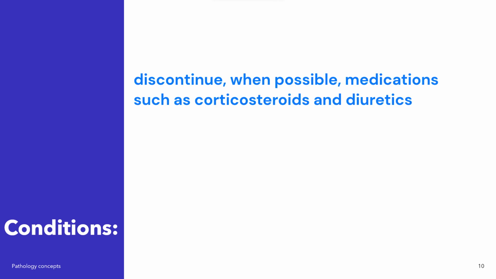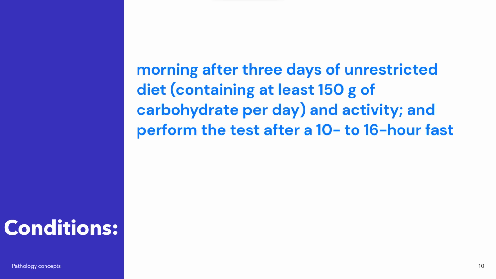Now let's discuss the conditions in which the sample is to be collected. Discontinue when possible medications such as corticosteroids and diuretics which are known to affect glucose tolerance. Perform the test in the morning after 3 days of unrestricted diet containing at least 150 gram of carbohydrate per day and activity. And perform the test after 10 to 16 hour fast only in ambulatory outpatients who should remain seated during the test and they should not smoke cigarettes.